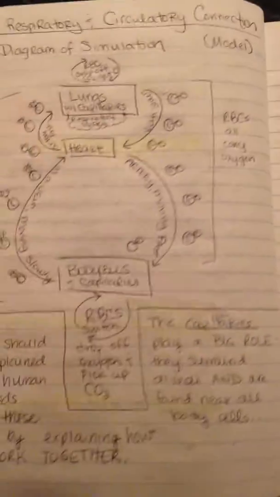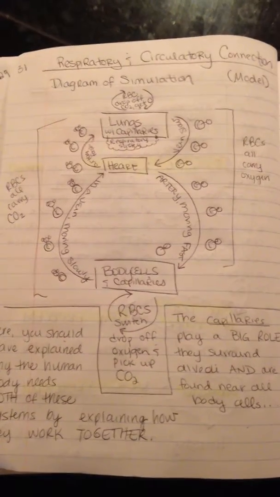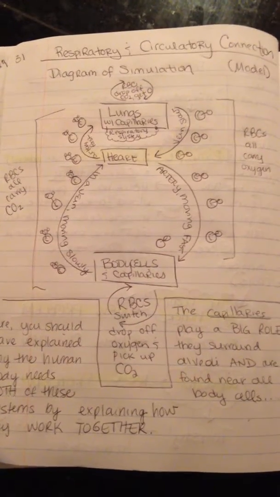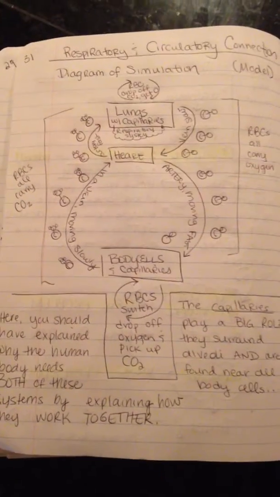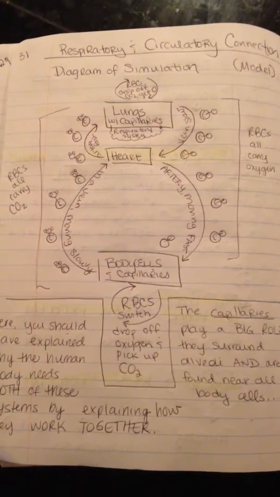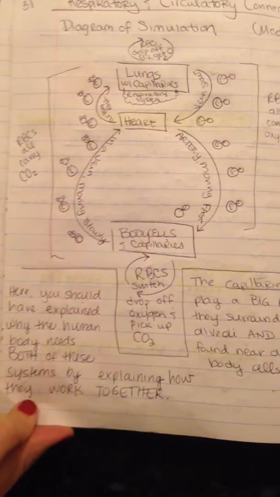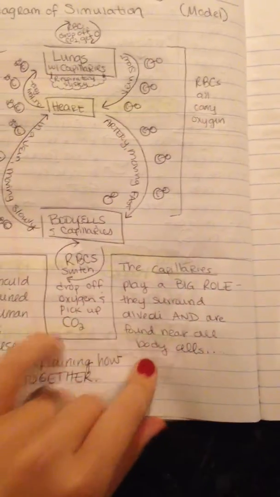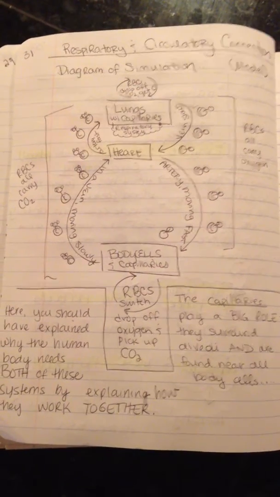And then the last page, which should have been a couple pages behind, but I got a little bit behind and didn't have time to put it in my notebook, was when we acted out the simulation of the lungs and the body cells and the heart, and you were all red blood cells, or perhaps you were a body cell, or perhaps you were the lungs. And what did that look like, and what were we doing, and how fast were we moving, and when were we switching carbon dioxide for oxygen or vice versa? And then you should have explained to me why it is that we need both of these systems and how they work together, and the capillary should have been a really big part of that.